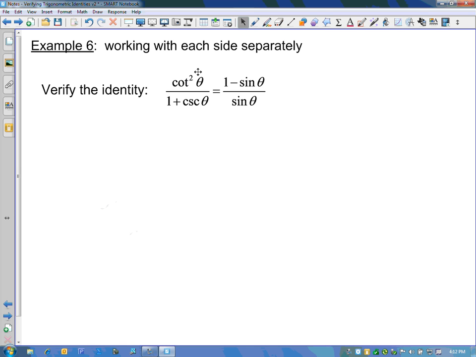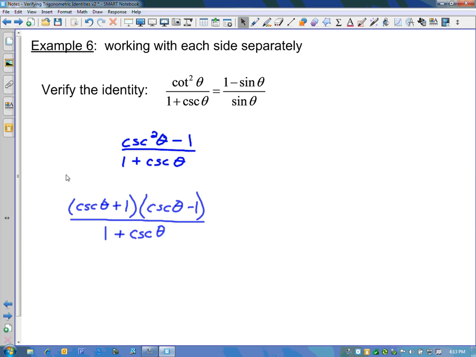So I'm going to switch out the cotangent because that's the one squared, so I can use the Pythagorean identities. I'm going to switch out cotangent squared for cosecant squared minus 1. And the denominator stays the same. I should recognize the difference of squares in the numerator, so I factor that to cosecant plus 1, cosecant minus 1. And then I have a nice cancellation opportunity.